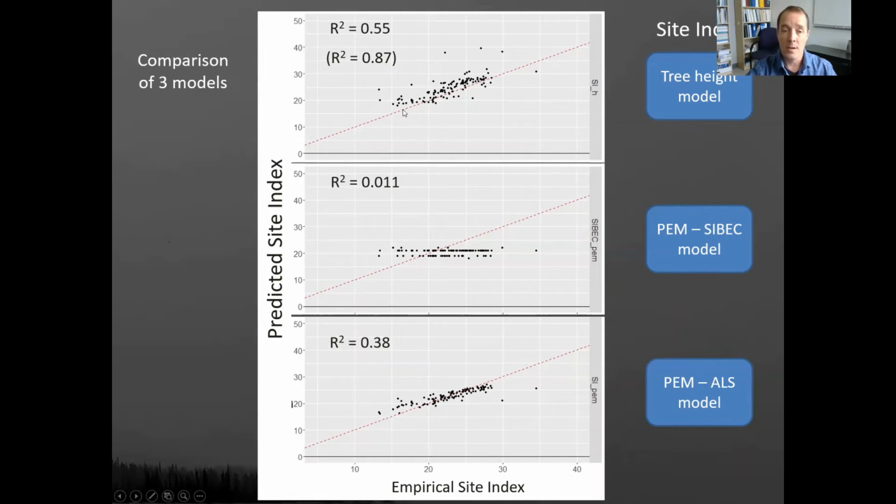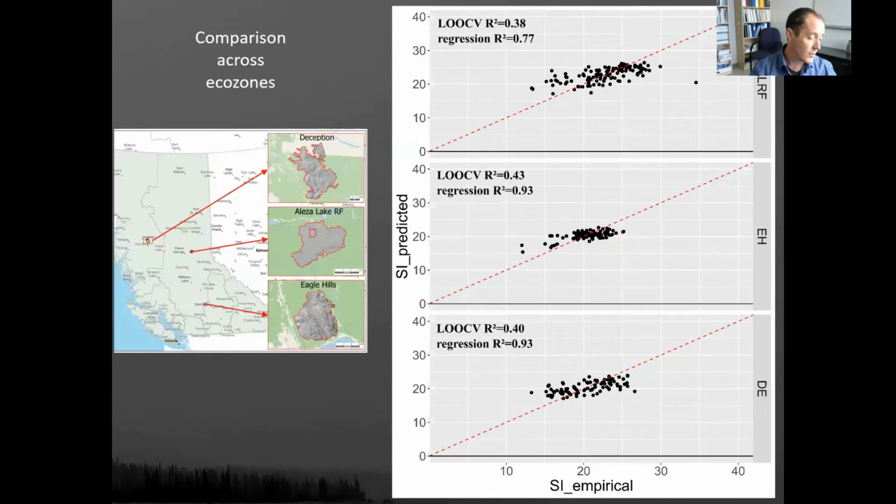So take home here is we can do fairly well at getting these fine-grained landscape level estimates of site index using this similar framework. We can then kick into the question of, do we actually see similar results across these 3 very different ecoregions? So here, just showing the overall results for our central interior site, the flat, wet, our southern site, Eagle Hills, the very dry, warm area, and our cold, topographically complex and wet site at Deception.